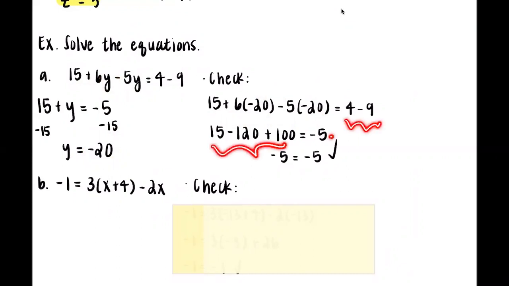Well, once I simplify this whole left side, I get negative 5. So notice I got the same number is equal to the same number. So that implies here your work is correct, and that y equals negative 20, that is the answer.